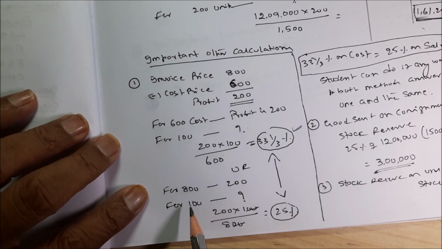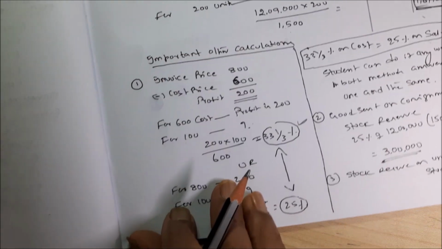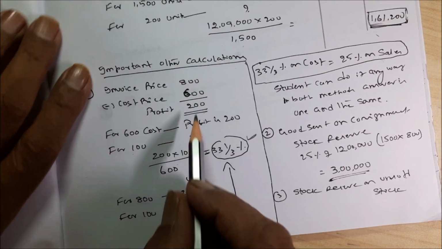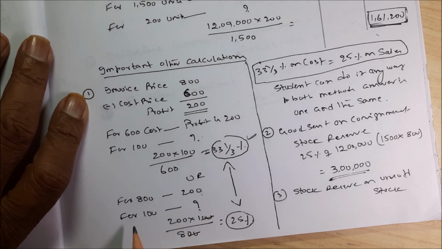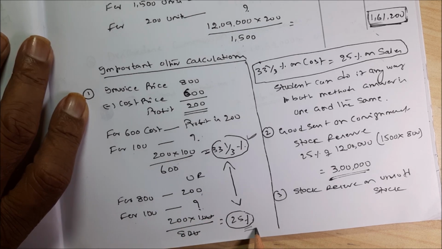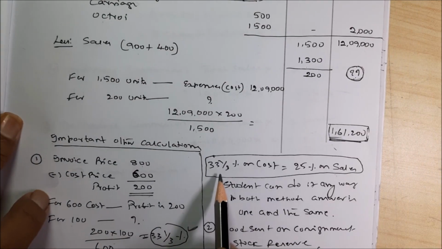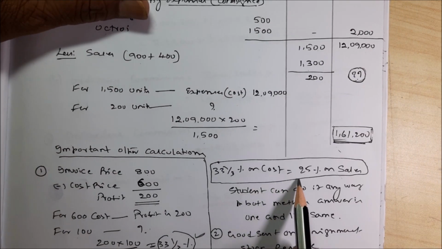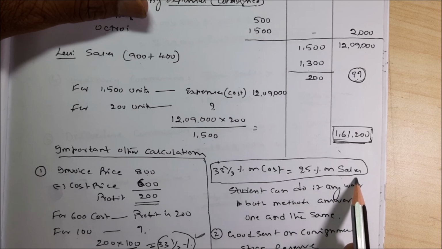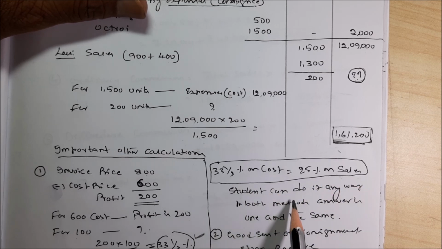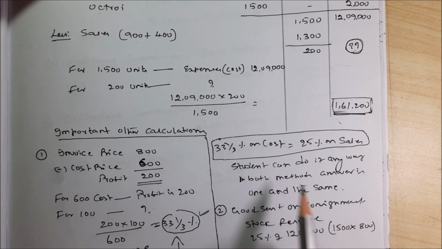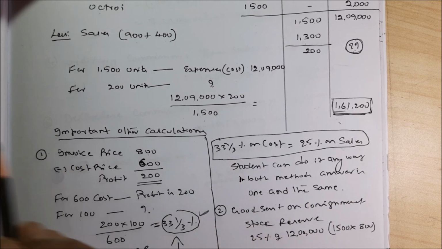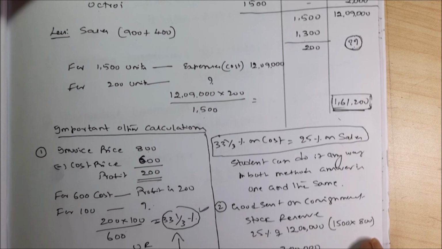It can be calculated the other way also. That is, for 800 rupees, profit is how much? Actually 200. For 100, how much is it? It is 25%. For that sake, I have given you here that 33 1/3% on cost is equal to 25% on sales. It is one and the same. Students can do it in either method. The answer is one and the same, whether you take 33 1/3% on cost or 25% on sales.